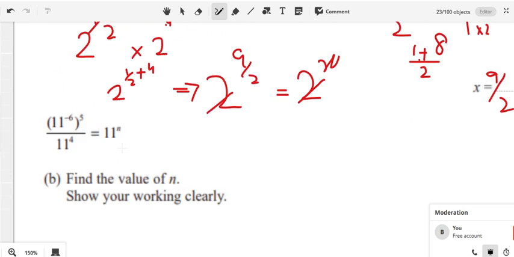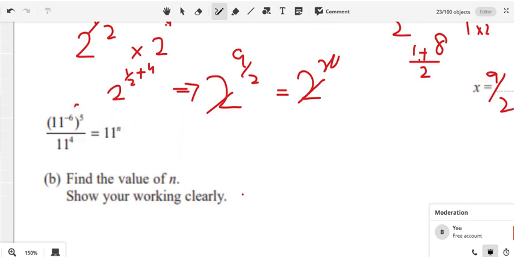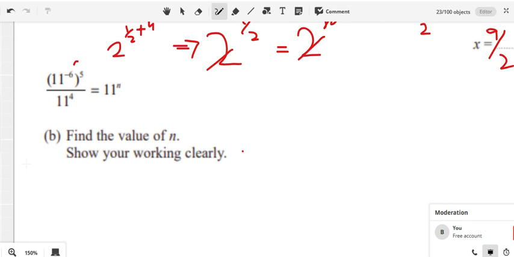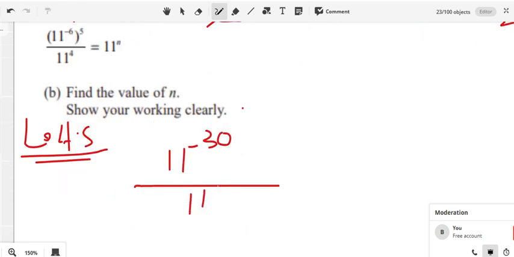Now we will move on to this question. 11 to the power of minus 6 times 5 over 11 to the power of 4. So first of all, we will distribute the 5 power with 6. Left hand side we will do. So 6 times 5 is 30, so minus 30 over 11 to the power of 4 equals, no, I am doing the left hand side right now.